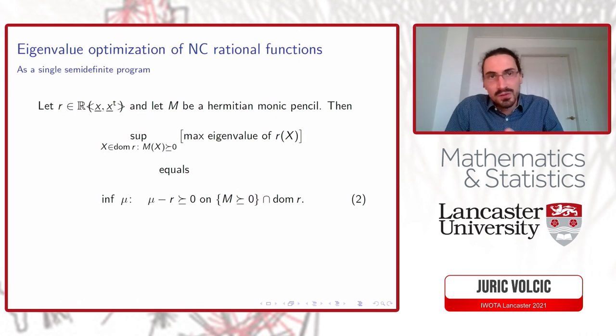Finally, what we can now do with sums of squares certificates is set up an optimization procedure using this. So let's say that I want to know what's the largest possible eigenvalue of R of X, where X is in the domain of R and in the free spectrahedron determined by a Hermitian monic pencil. And as in the beginning of the talk, as in the commutative setting, we can use the same strategy.